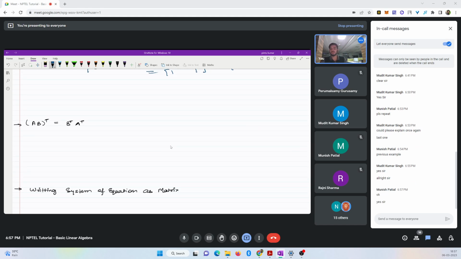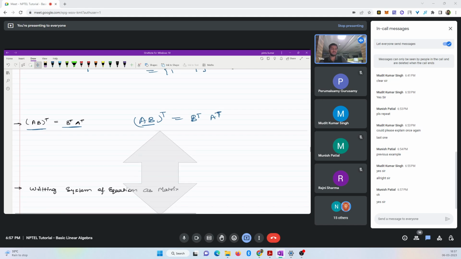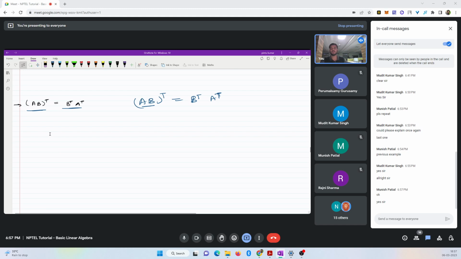Now here is a small formulation which says that (AB) transpose, that is, if you multiply A and B first and then take its transpose, is equal to taking B transpose and then multiplying it with A transpose. I think sir said that you can have a look at it. So I'll try to see it the way we discussed this multiplication right now.